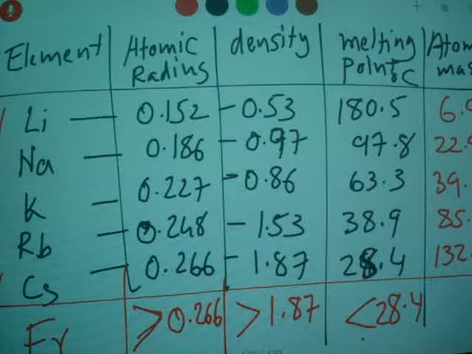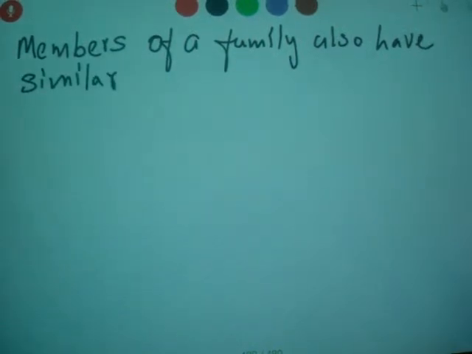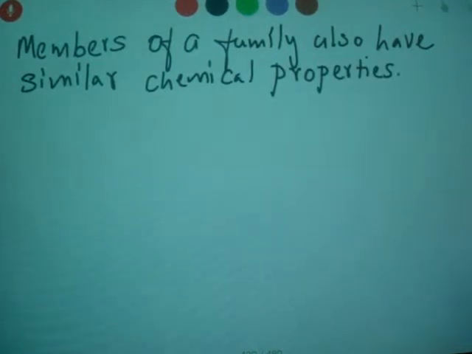So now let's talk about members of the family. Members of a family also have similar chemical properties. Now we are talking about chemical properties before we talk about physical properties. Family is another name for group, right?